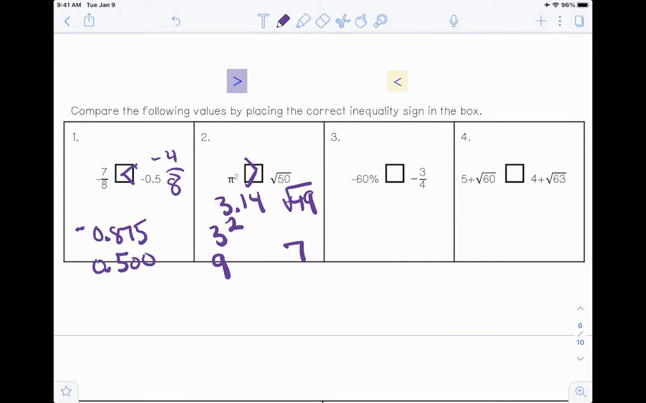All right, we're just going to do one more. We won't do these ones. A -60%, and I know 3/4 is 75 hundredths, or -75%. So again, this one would be greater.